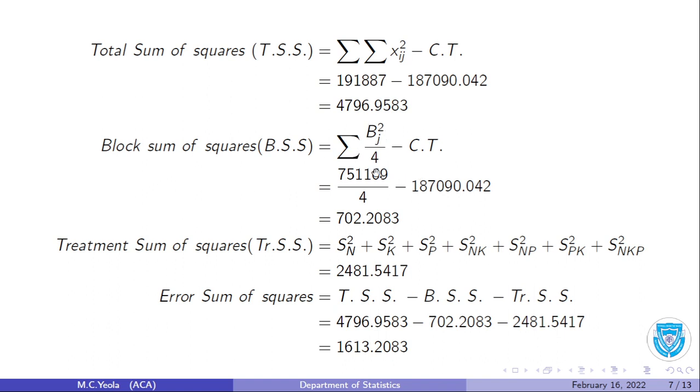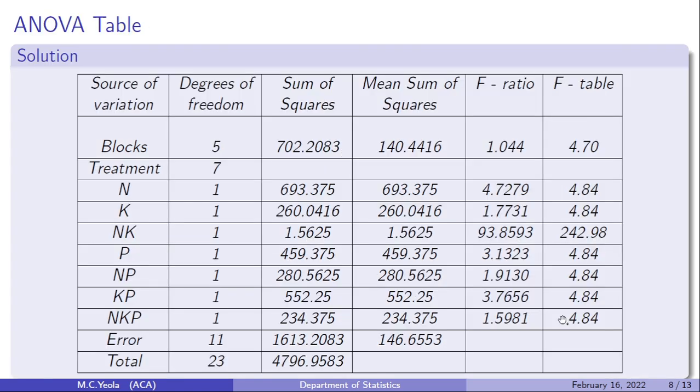Block sum of squares, summation bj square upon 4 minus CT, that also we can have here. Treatment sum of squares, addition of all these sums of squares. Error sum of squares can be obtained by subtraction. Total sum of squares minus block and minus treatment sum of squares, that we subtract, and we get this.